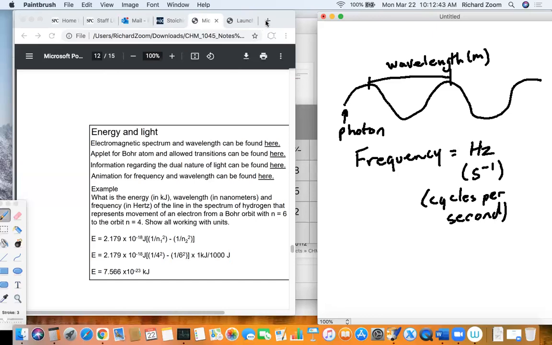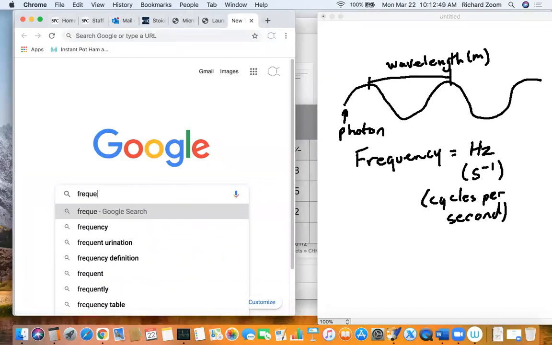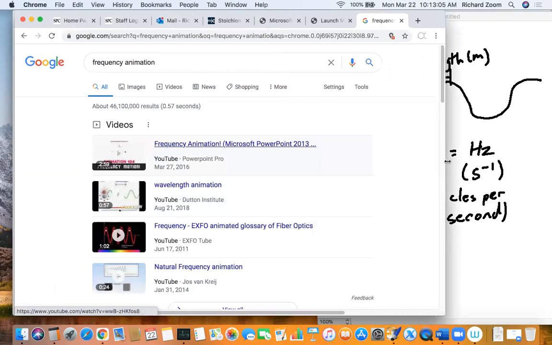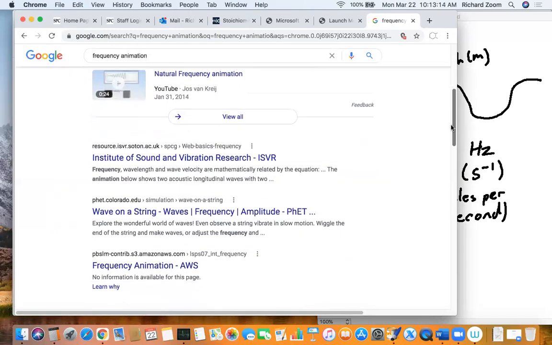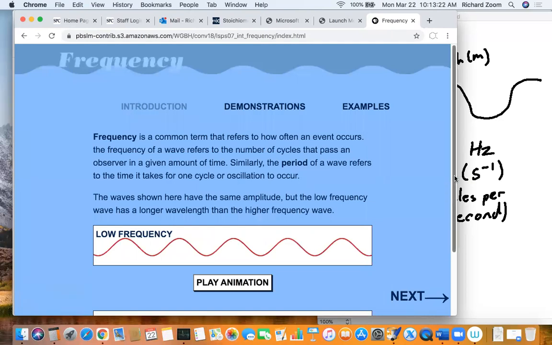Let me see if I can show you a video of a frequency. Let's have a look. I don't think I'll use that one. Okay, yeah, this is a good one.